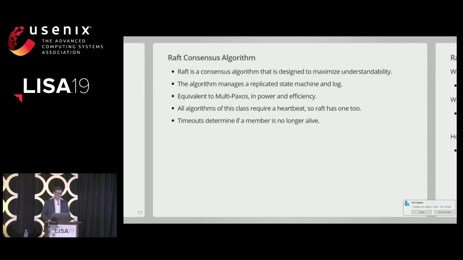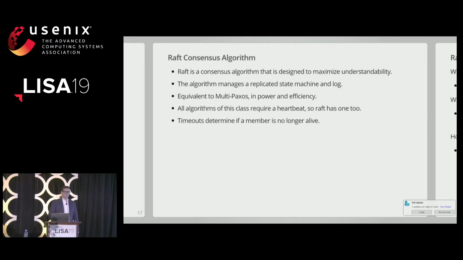Yeah, so as I said before, Raft is designed to maximize understandability. That's what it was optimized towards, not performance or anything else, but rather that. And it's equivalent to multi-Paxos. Does that mean anything to you or me? Well, honestly, I don't really know anything about Paxos.